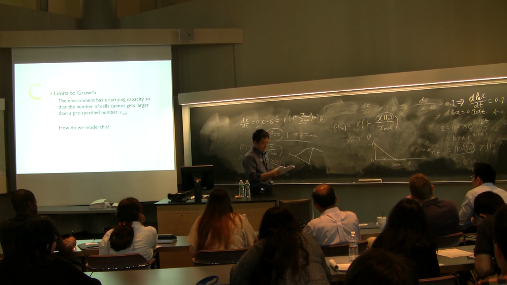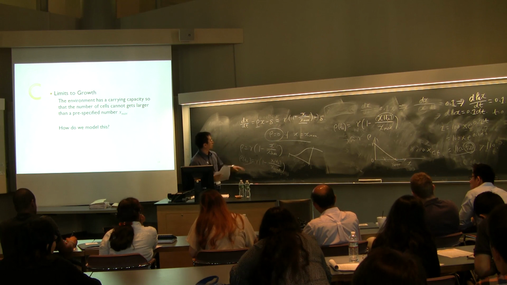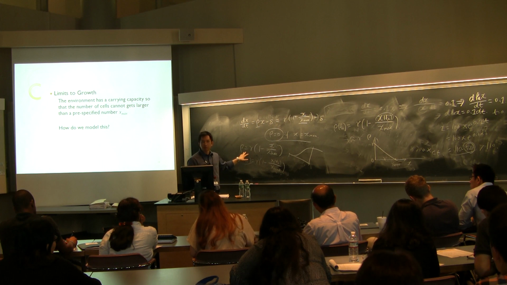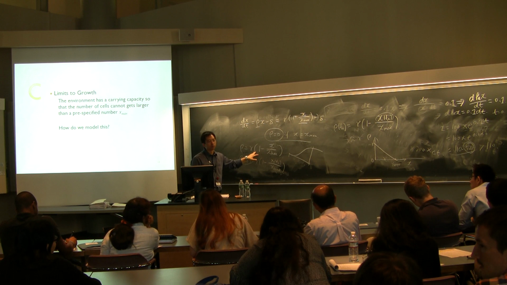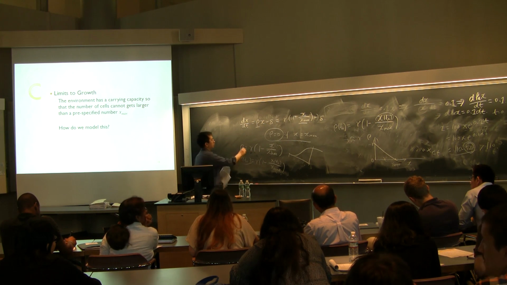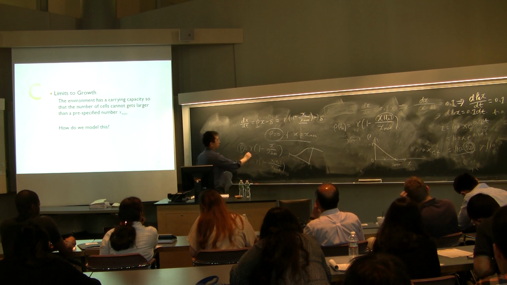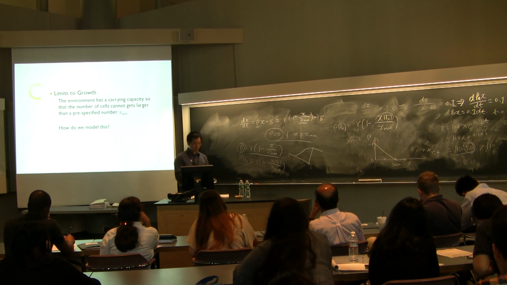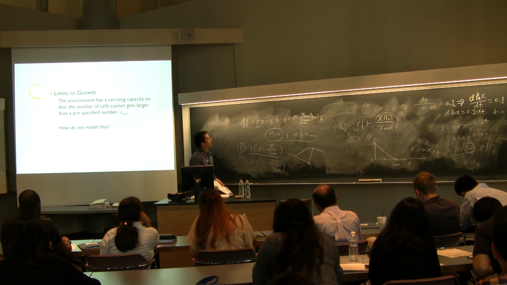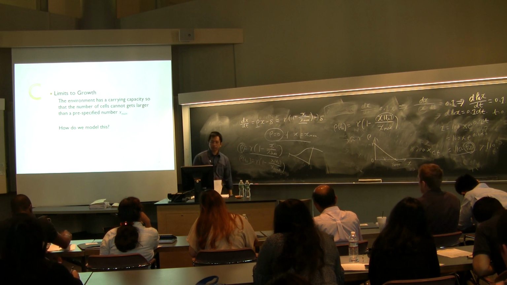I give you this example just because I want to show that sometimes some model parameters can be a function of other variables or parameters. They are not always just a constant. They can be a function of other things. So now we add the limit to growth in the model.